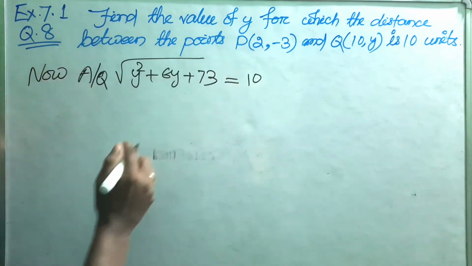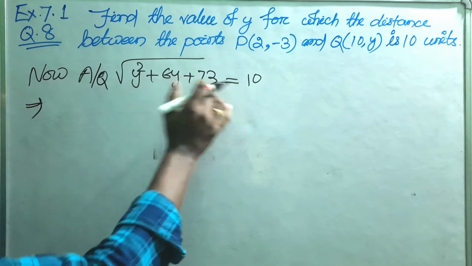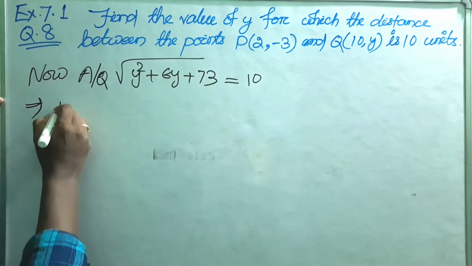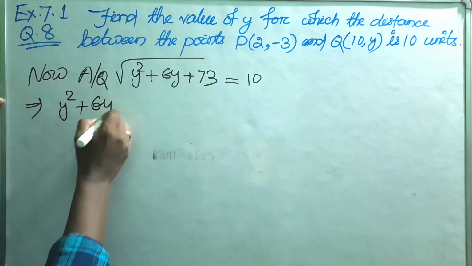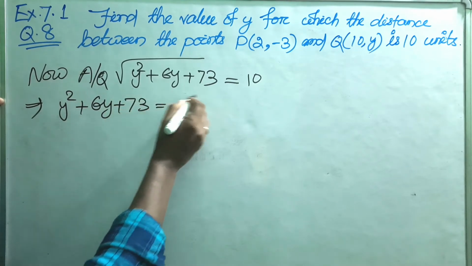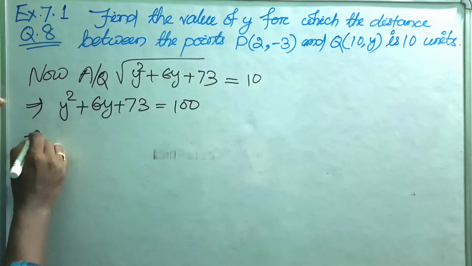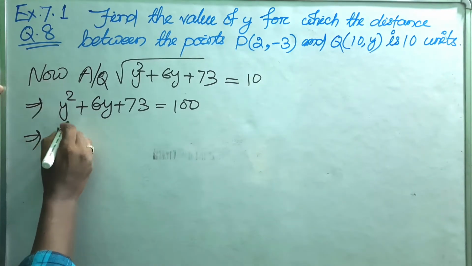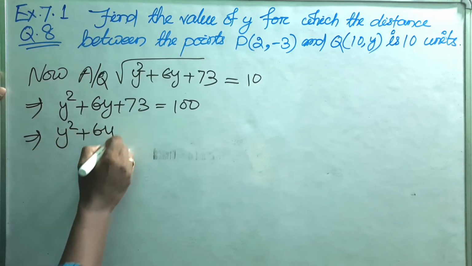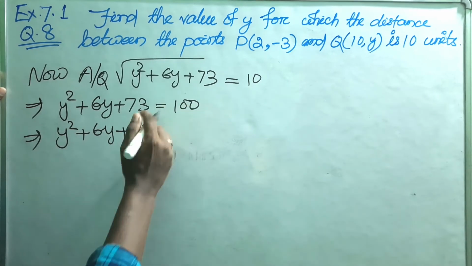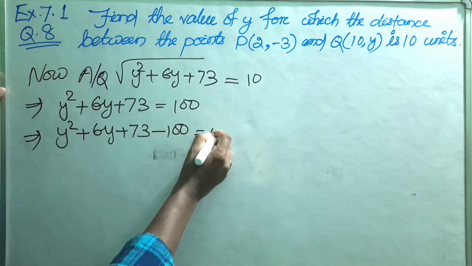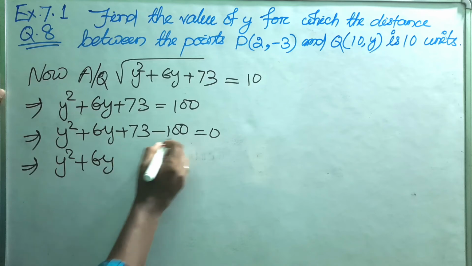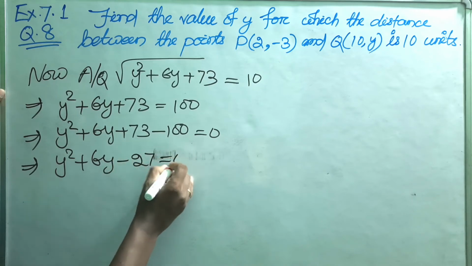Now on squaring both sides, what will we get? On squaring both sides, this root will be removed and this side will become 100. So write down y square plus 6y plus 73 is equal to 10 square, that is 100. You can write here also, squaring both sides. Now y square plus 6y plus 73, now bring 100 to this side, so it is minus 100, equal to 0. Now this implies y square plus 6y, now this becomes minus 27, equal to 0.